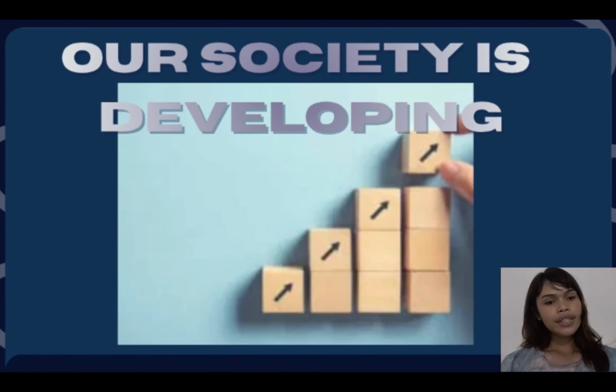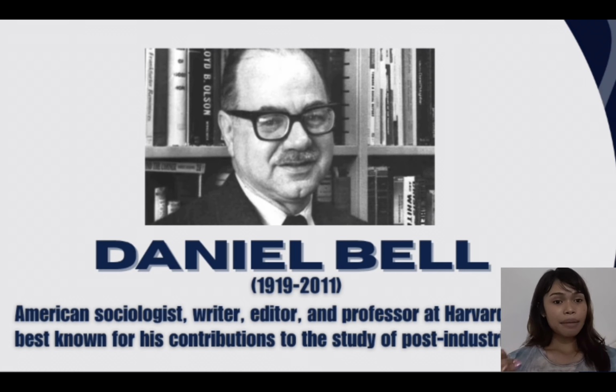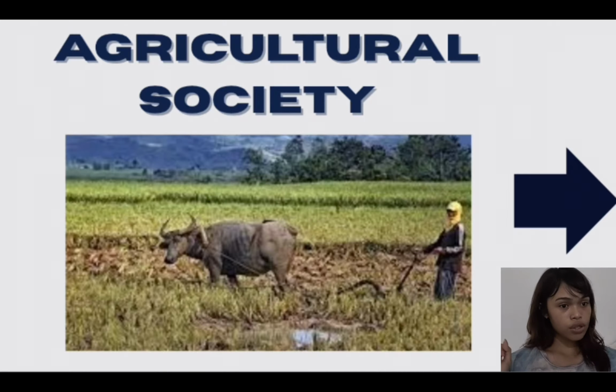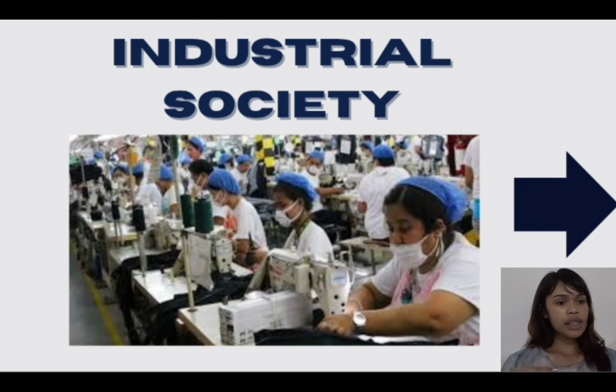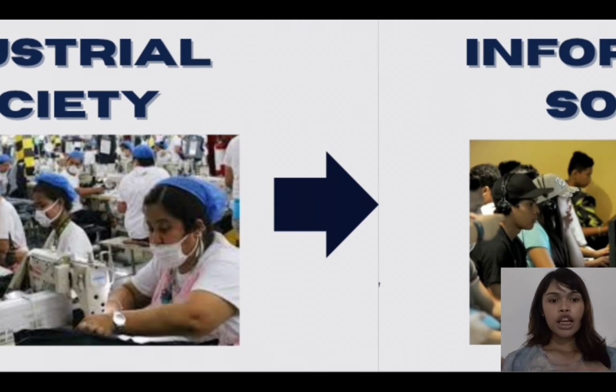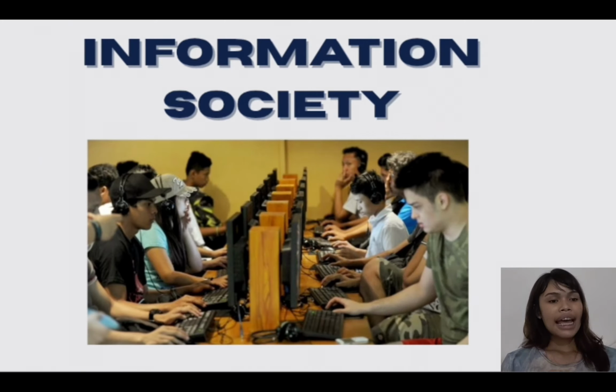And because of the development of our society, scholars like Daniel Bell, an American sociologist, writer, editor, and a professor at Harvard University that is best known for his contribution to the study of post-industrialism, talked about how society was changing from an agricultural society, a society where most people work in farming and grow food to live, to industrial society, a society where many people work in factories and use machines to produce goods, to finally information society, a society where people mainly use technology, computers, and internet to share and work with information.